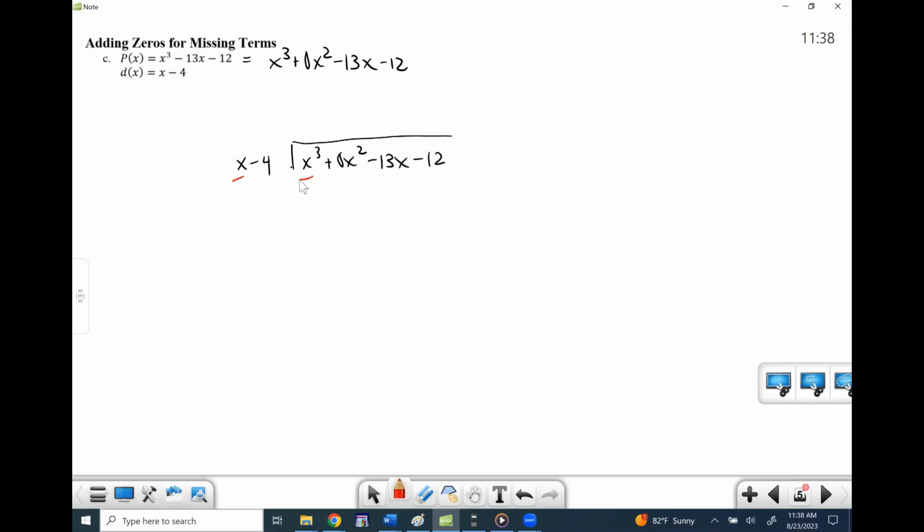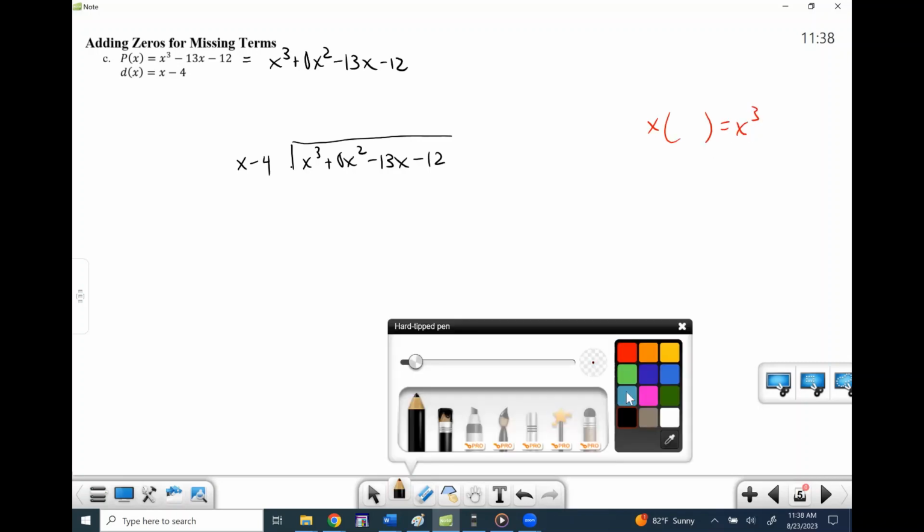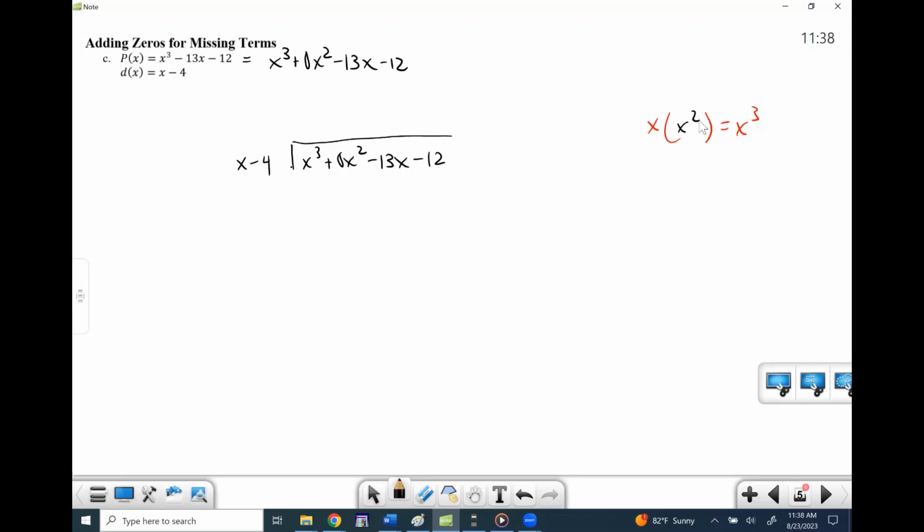So we're looking at x and x cubed. So the question is, x times what gets us x cubed? Well, it looks like we're going to need 2 more x's to give us a total of 3. So x squared times x is x cubed. x squared times negative 4 is negative 4x squared, but don't forget to change the sign. So we end up with 4x squared. Now we're going to bring down our next term.